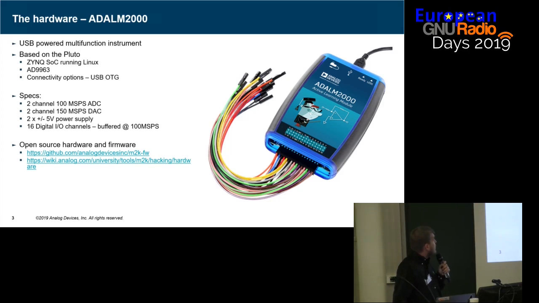The specs of the board are a 2-channel 100 megasamples per second ADC, a 2-channel 150 megasamples per second DAC, positive and negative plus or minus 5 volt power supply, and 16 digital input-output channels that are capable of buffered operation at 100 megasamples per second. The hardware and firmware is open source, and you can find it and hack it at the links in the presentation.